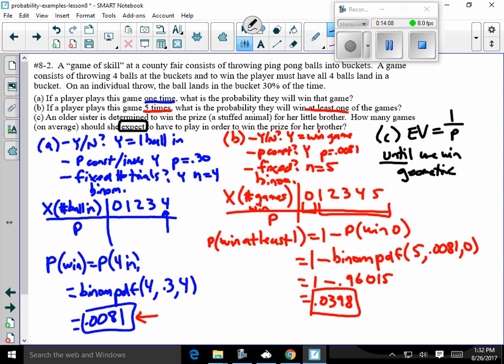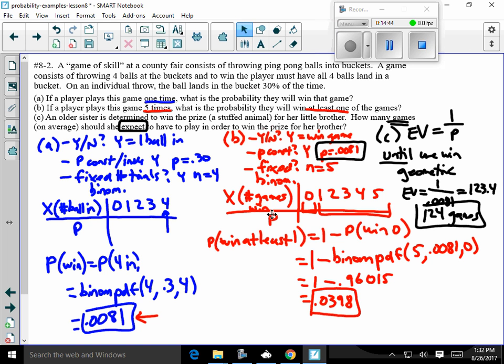So all I really have to do is figure out what 1 over p is, right? The expected value would be 1 over the chance of success. Now, we're talking about how many games should she play. So I have to use the probability of success for winning a game, which would be the 0.0081. So it's going to be 1 over 0.0081, which turns out to be 123.4. And that means that she should expect to play 124 games before she will win that stuffed animal for her brother, okay?